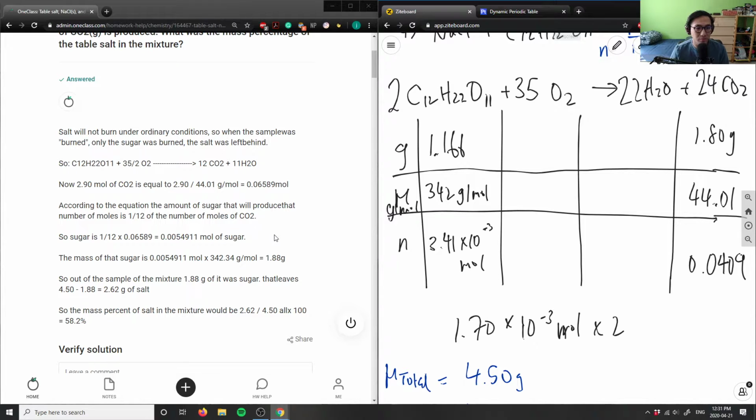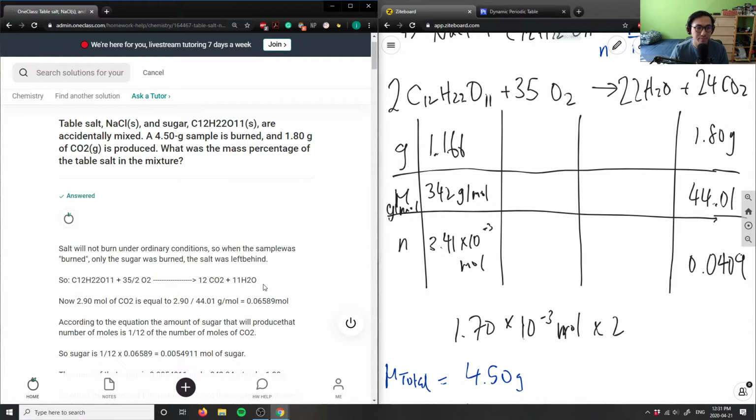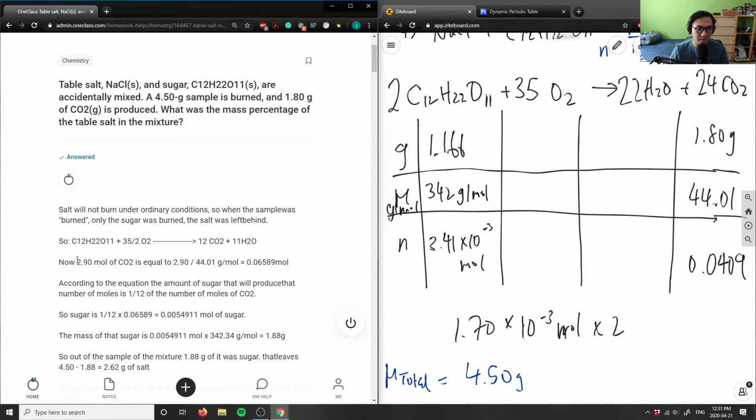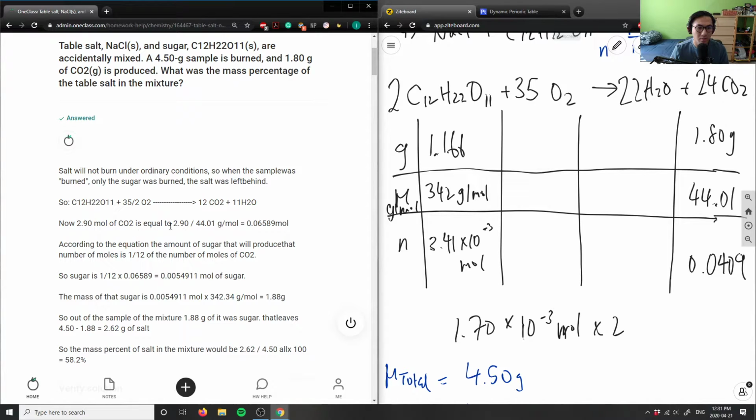Now 2.90 moles of CO2 is equal to, where did they get 2.90 moles? I'm very confused. Where did they get this number from? They didn't get it from the question. They didn't get that from the question at all. So again, I don't know how they got the moles of CO2 is equal to, this here's the moles divided by, this is the mass? I'm not sure what they did here.